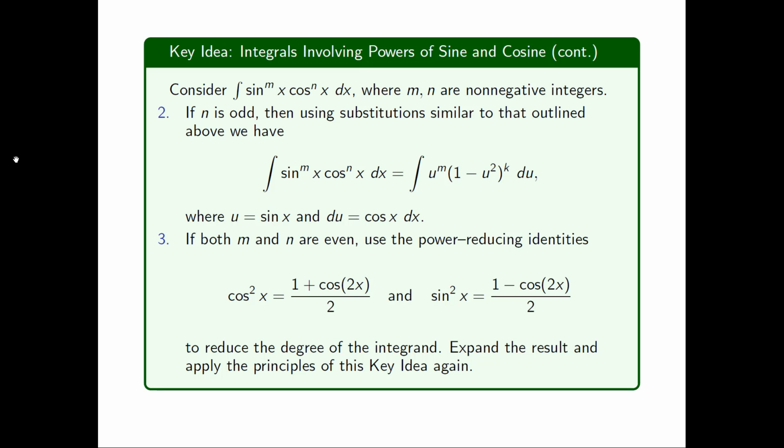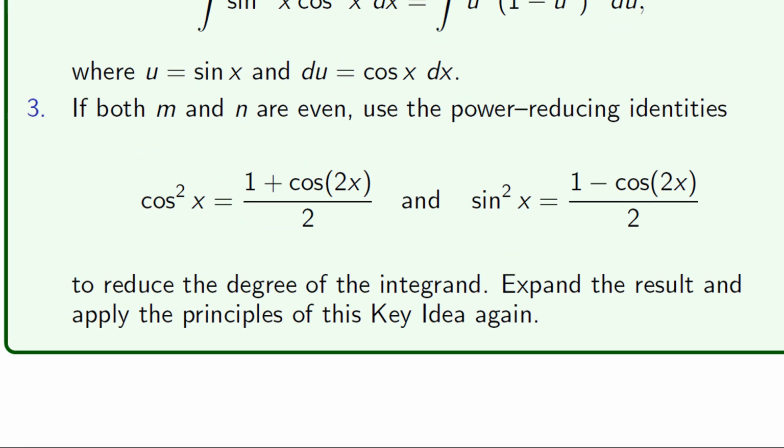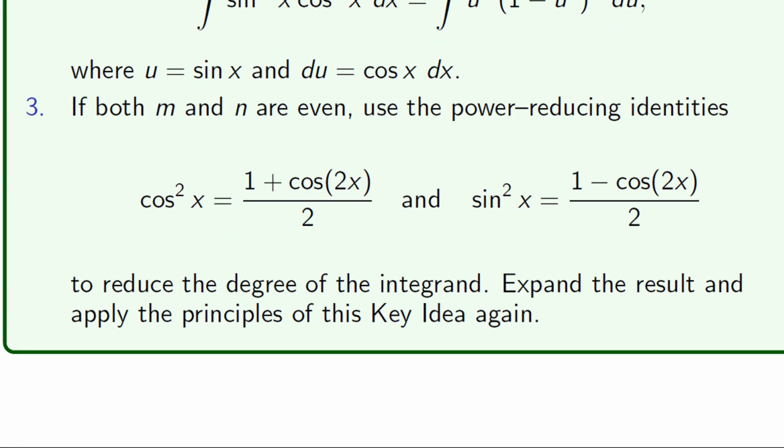Notice we've said if the power of sine is odd or the power of cosine is odd. If they're both odd, we can actually use either of the first two parts of the key idea. It doesn't really matter which one we use, it'll work out fine. But of course, what we're left with is what if they're both even? Well, if they're both even, we actually reduce the powers.